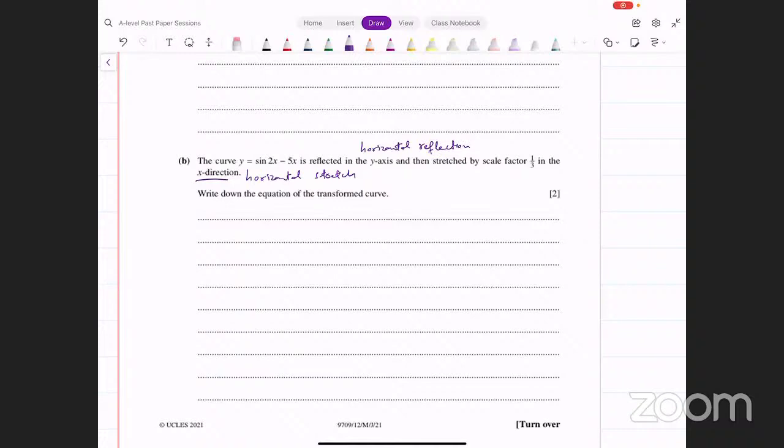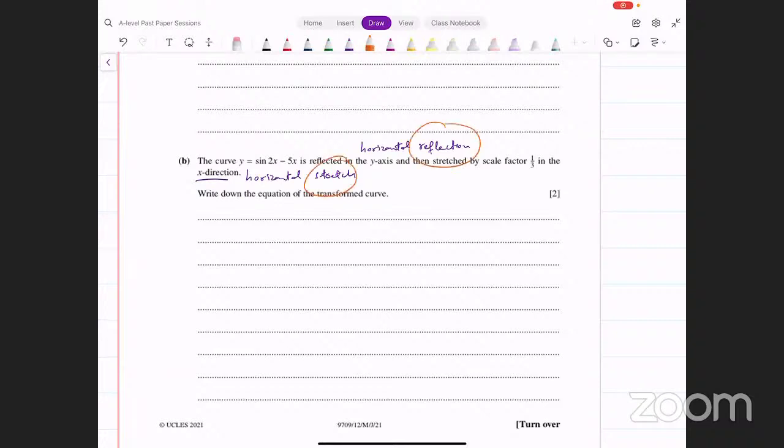अब रिफ्लेक्शन और स्ट्रेच के अंदर ऑर्डर क्या होता है? आप किस ऑर्डर में करते हो ट्रांसफॉर्मेशन? स्ट्रेच और रिफ्लेक्शन के अंदर ऑर्डर डज नॉट मैटर, राइट? इनकी सेम प्रायोरिटी होती है. अगर ट्रांसलेशन होता तो ट्रांसलेशन में आपको देखना पड़ता है कि कौन सा पहले करना है. हॉरिजॉन्टल के अंदर ट्रांसलेशन पहले करते हैं, स्ट्रेच रिफ्लेक्शन बाद में करते हैं. वर्टिकल के अंदर स्ट्रेच रिफ्लेक्शन पहले करते हैं, ट्रांसलेशन बाद में करते हैं.